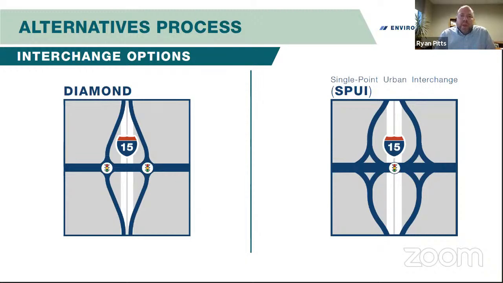Another option we evaluated was a single point urban interchange, or a SPUI. And this is similar to the existing Springville 400 South interchange. A SPUI interchange has one intersection at the center of the interchange.